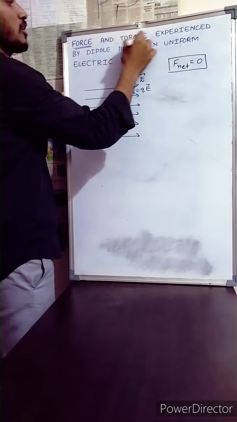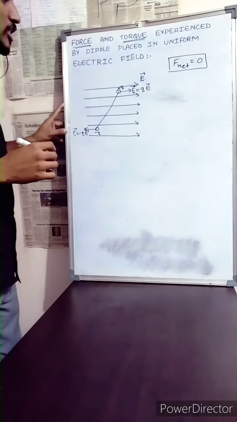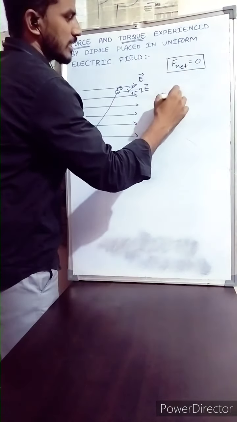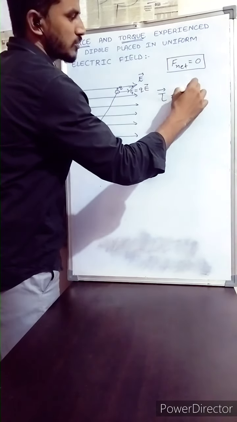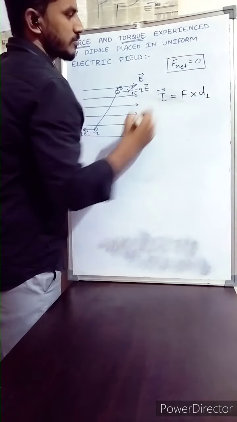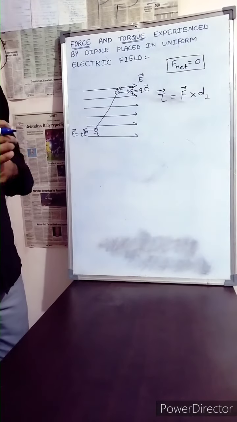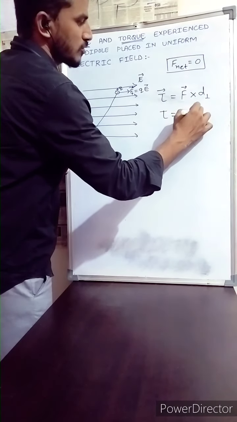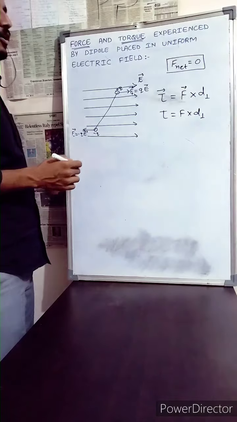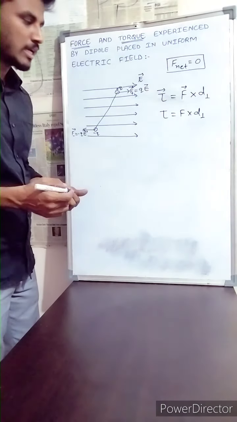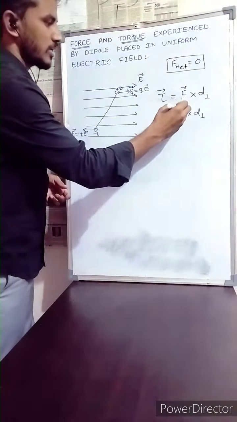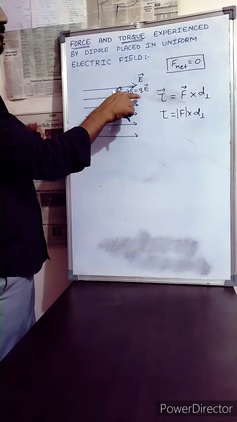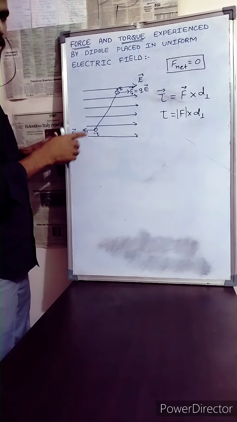Then what about the torque experienced by a dipole? What is the torque experienced by a dipole placed in a uniform electric field? We know that torque is given by force into perpendicular distance. Here I will write the magnitude of that: force into perpendicular distance. This force is the magnitude of any one of these forces experienced by a single charge. We know the force experienced is q into E, the magnitude of this one is qE.